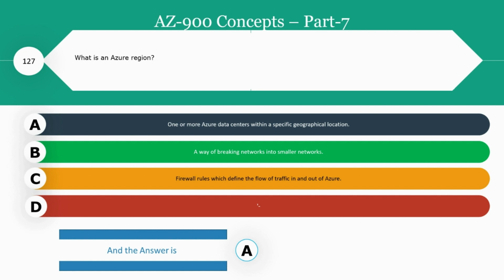Please note that the hierarchy is: data center is the lowest. Multiple data centers form an availability zone, and availability zones form a region. Regions form a geography. A region usually has a region pair associated with another geography. And so the right answer for this question is option A. Option B and option C are not relevant, and so they are not the definition for Azure region.